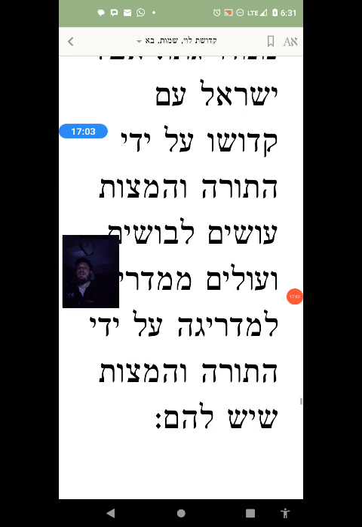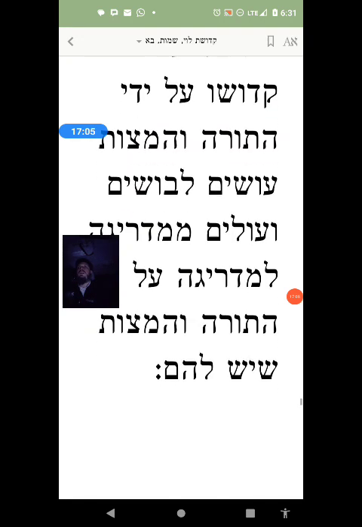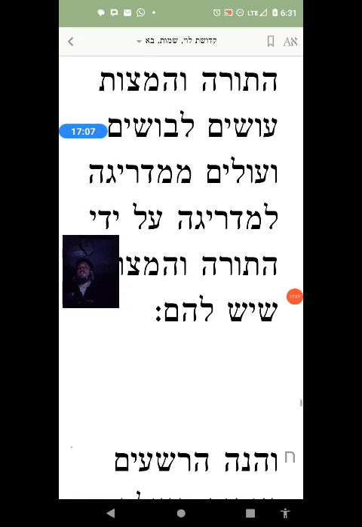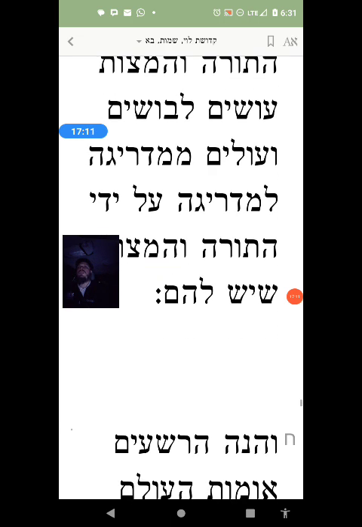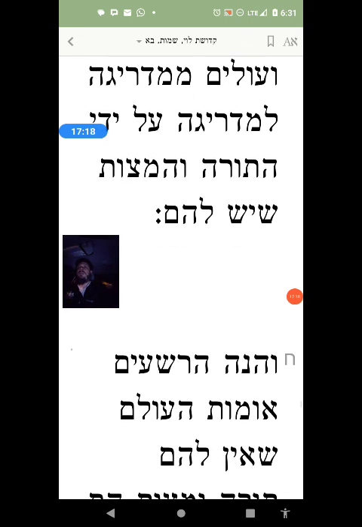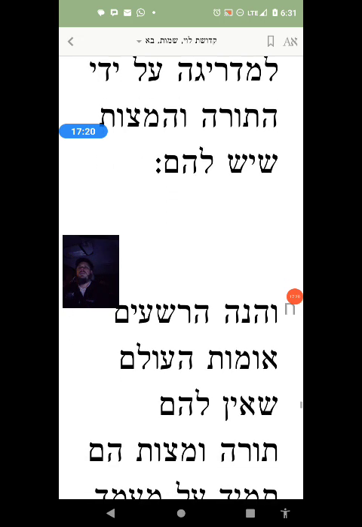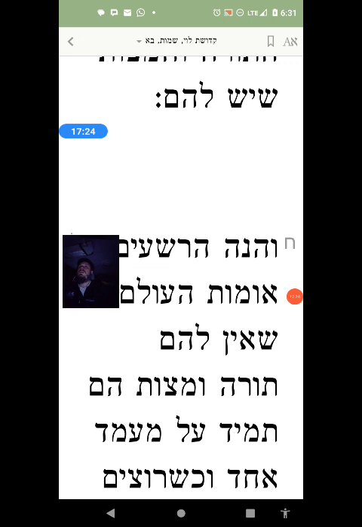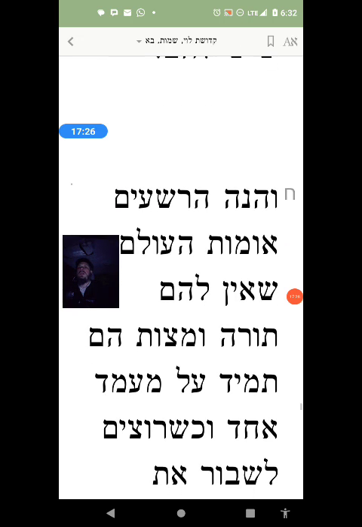The Jewish people, God's holy people, His holy community, through the Torah and the mitzvos, the law and the commandments, make garments for themselves, spiritual garments, and then they go higher and higher from one level to the next, through the Torah and the mitzvahs, the law and the commandments that they have.